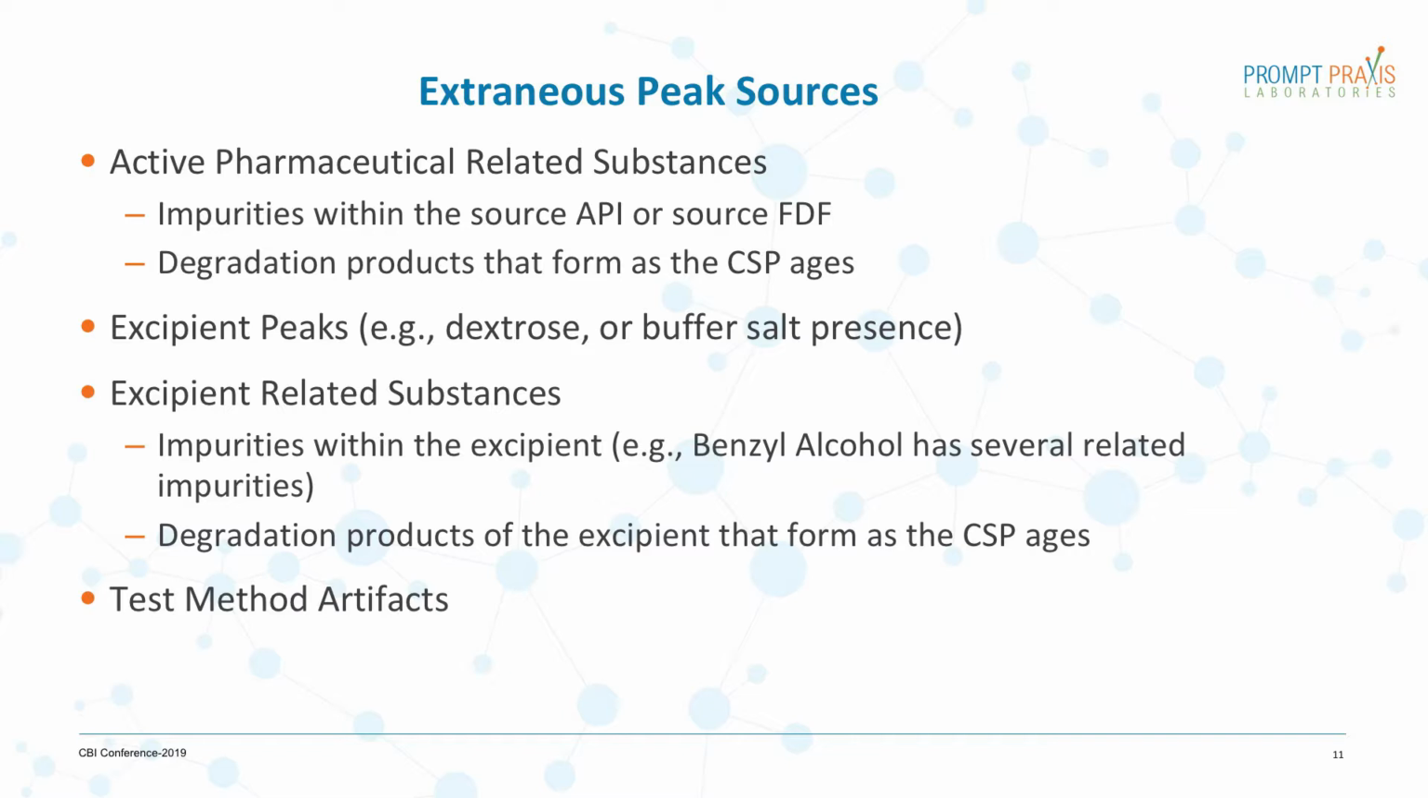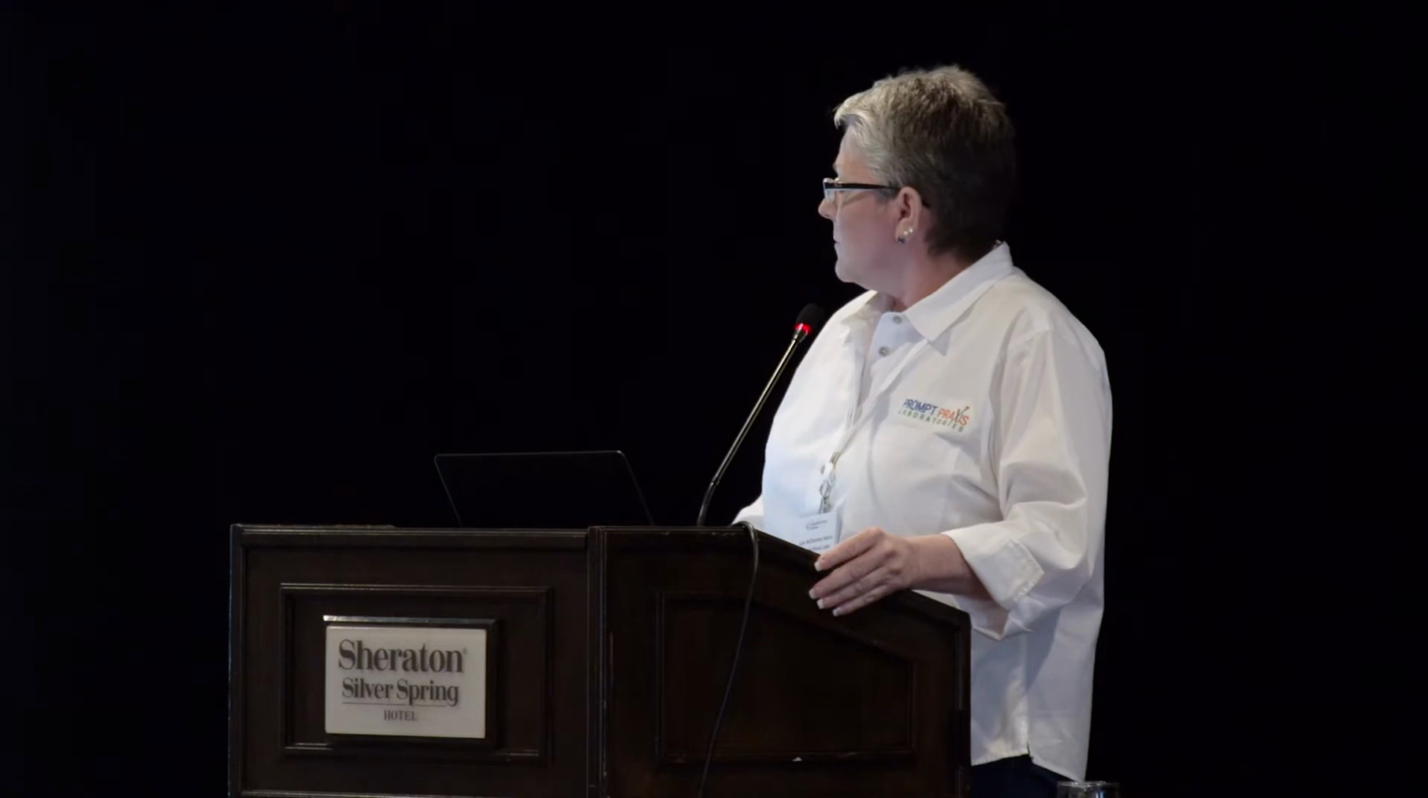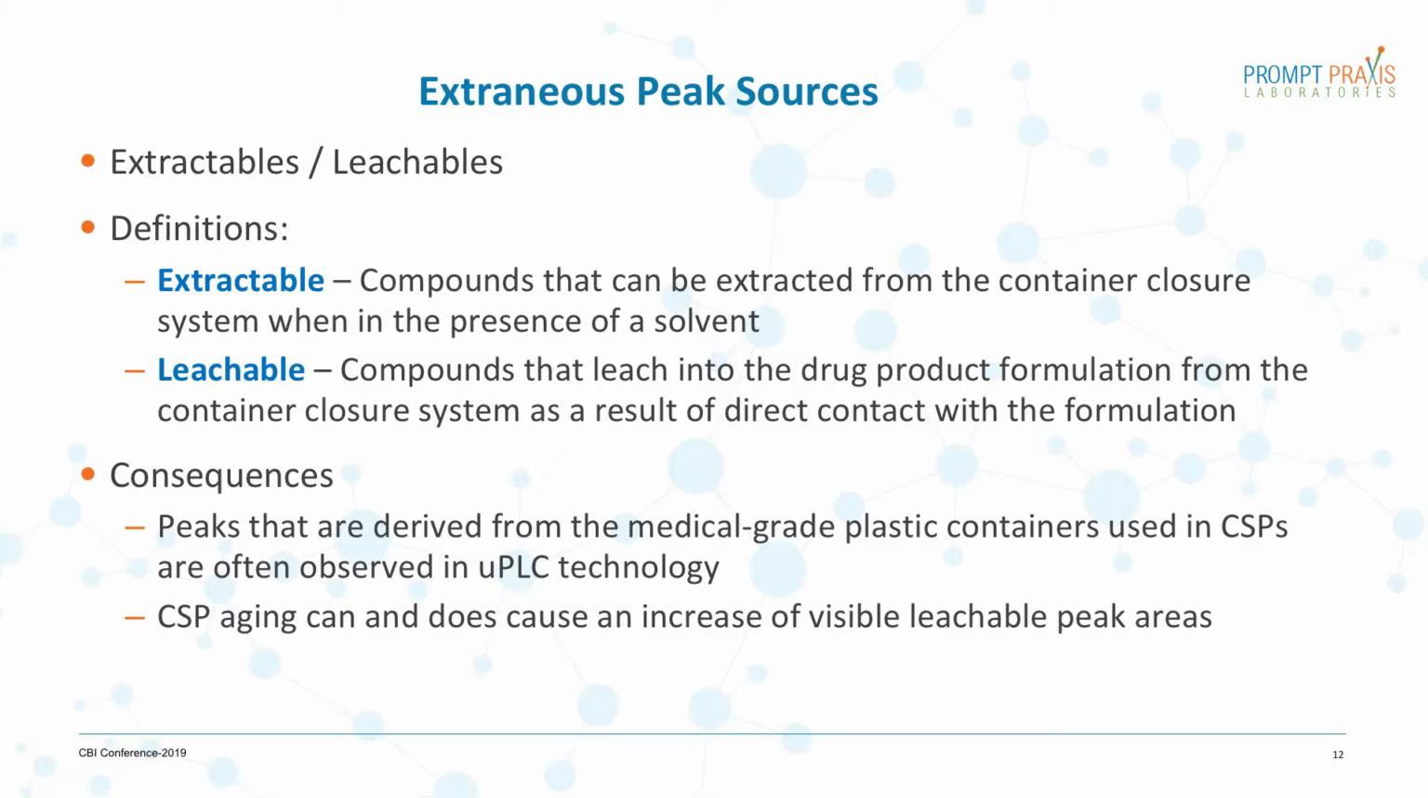And then you also may just have test method artifacts. You have a diluent that you use to stabilize the samples, and it may have a large solvent front. You may use a large amount of an ion pairing agent in an analysis, and that also has a typical signature. And then, as mentioned, with all of the primary contact surfaces typically being medical-grade plastics, we do see a lot of extractables and leachables.